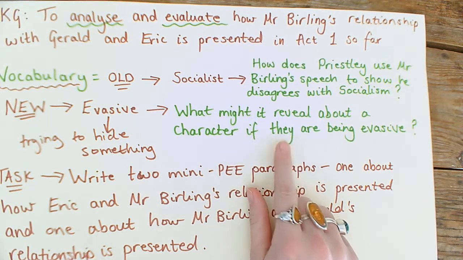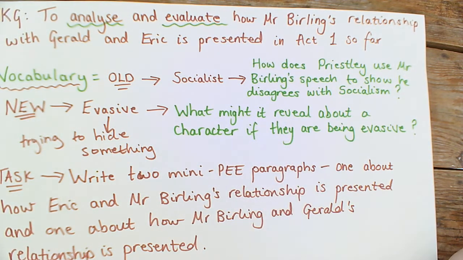So what might it reveal about a character if they're being evasive? Well, they're secretive, they're deceitful, but they've definitely got something to hide. They're ashamed, potentially, of something they've done. They don't trust their family or the people around them. So I'd like you to keep that in mind when we read the little bit of the play that we're going to read today.